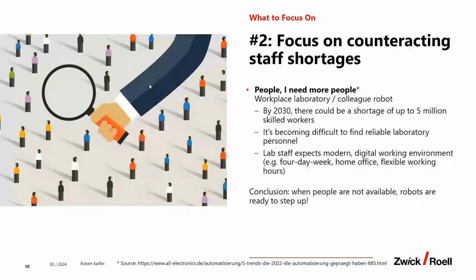Focus number 2, counteracting staff shortage. What we will definitely have in the laboratories or working places, in the physical working places, is a shortage during the next years. No matter if it's now here, by 2030, there will be a shortage of up to 5 million skilled workers, or if it's 4, 3 million, or 6 million.